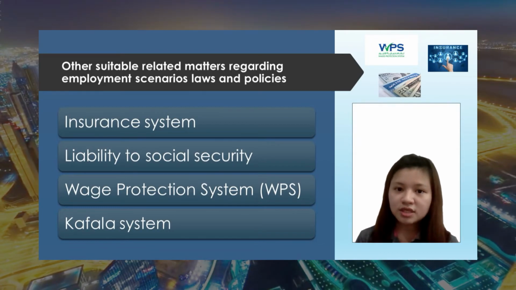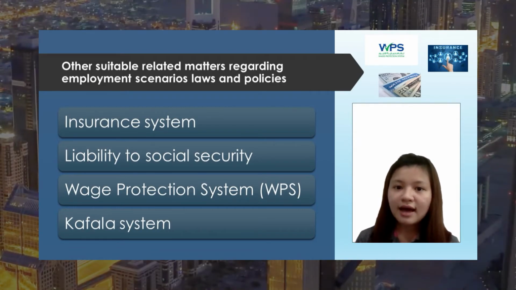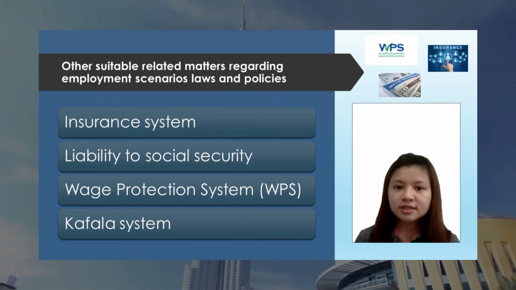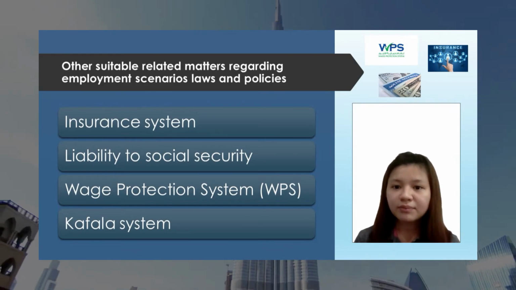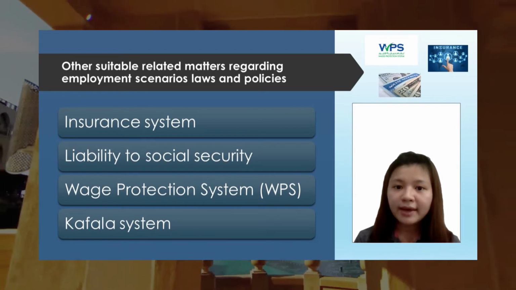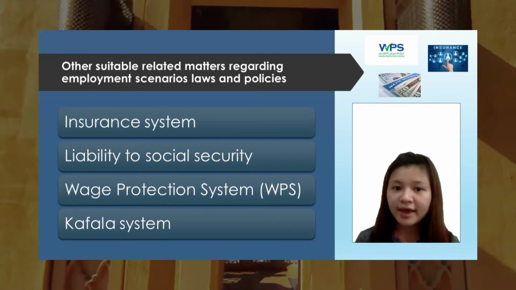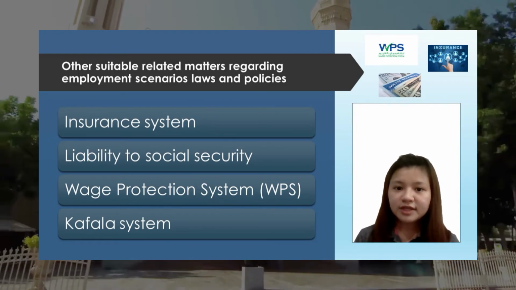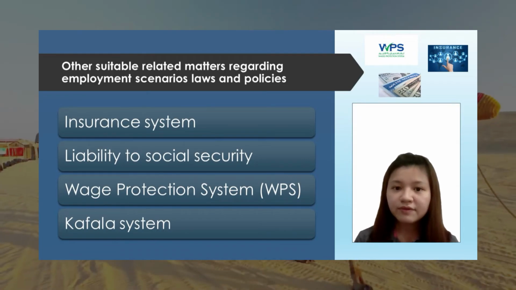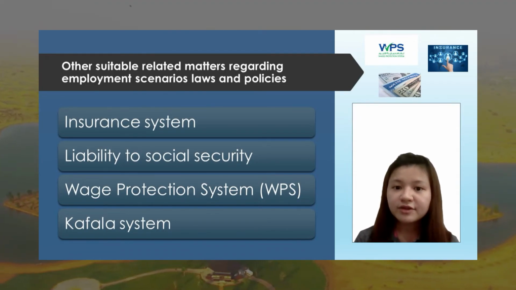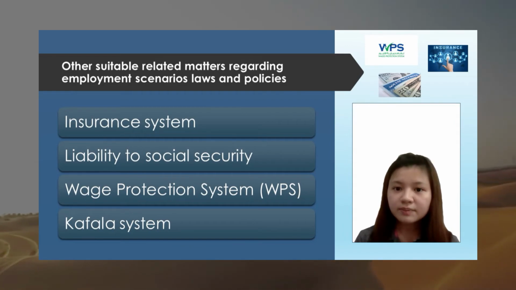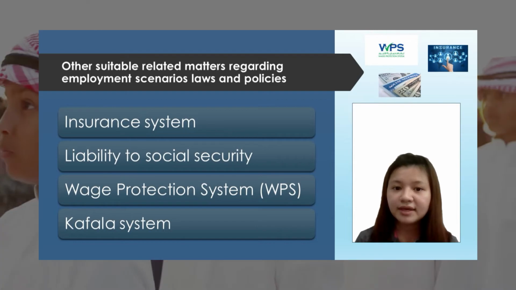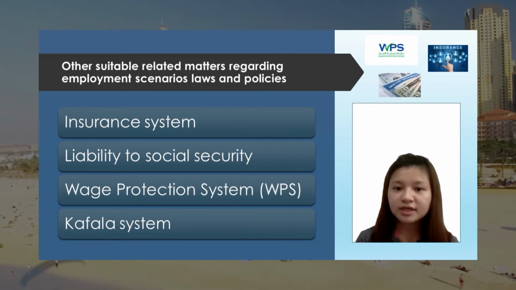Second, liability to social security. Social security contributions are applicable in the UAE only for UAE and GCC nationals. If UAE and GCC nationals are employed, then both the employer and employee will be required to make social security contributions to the General Pension and Social Security Authority (GPSSA). Third is the Wage Protection System (WPS). In accordance with Ministry Decree Number 739/2016 concerning the protection of wages, all establishments registered with the ministry are required to pay their employees' wages on time via the Wages Protection System (WPS).